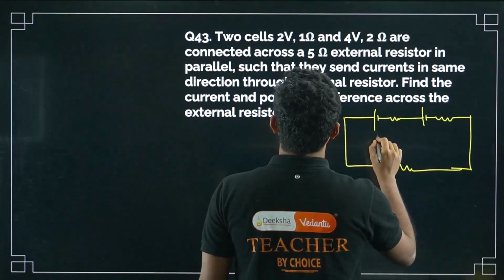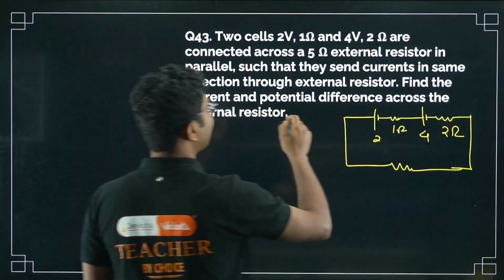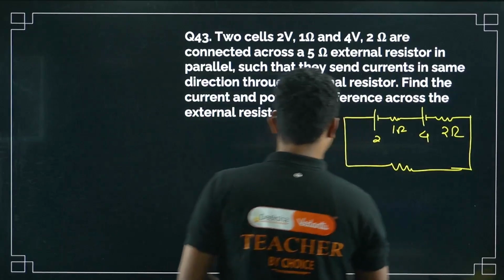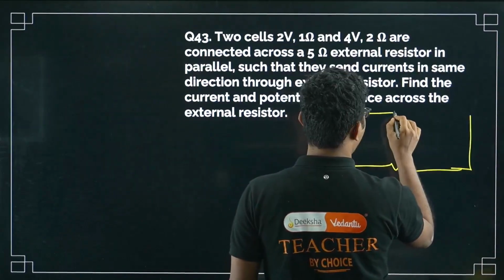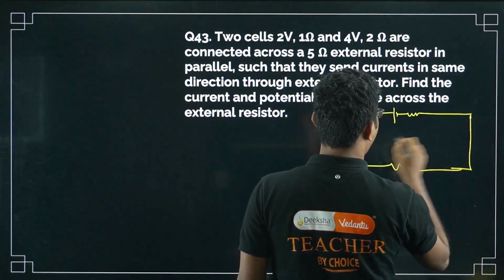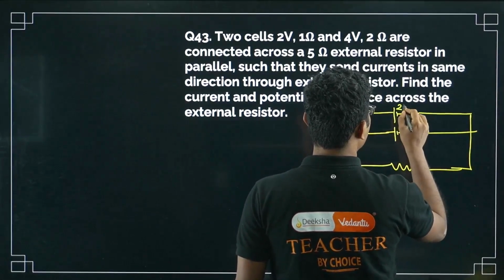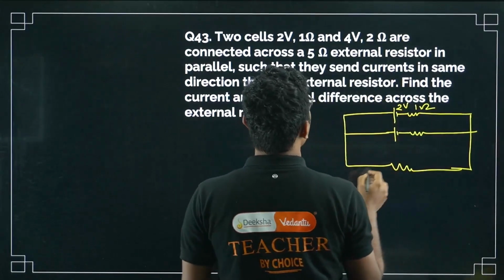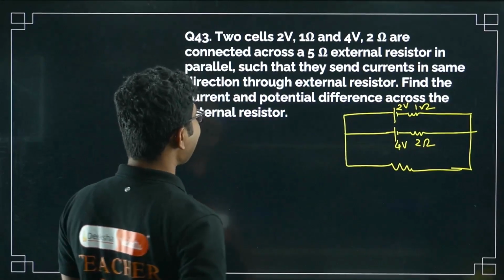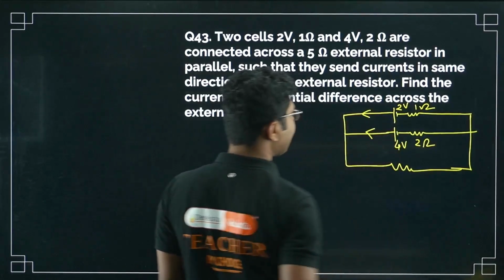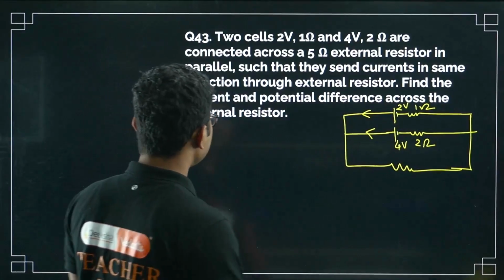So 2 volt 1 ohm and 4 volt 2 ohm. Also, one more thing is that they are connected to a 5 ohm, sorry, not like this, not series, my mistake. That's why I said always draw the diagram. Two volt, 1 ohm and 4 volt, 2 ohm, such that they send currents in the same direction. So this is important, they are sending the current in the same direction. Find the current and potential difference across the external resistor.